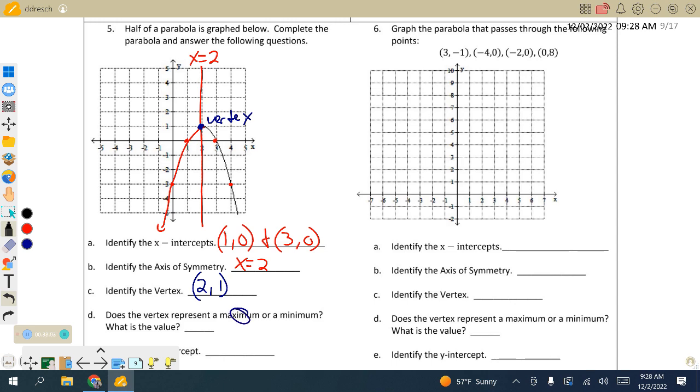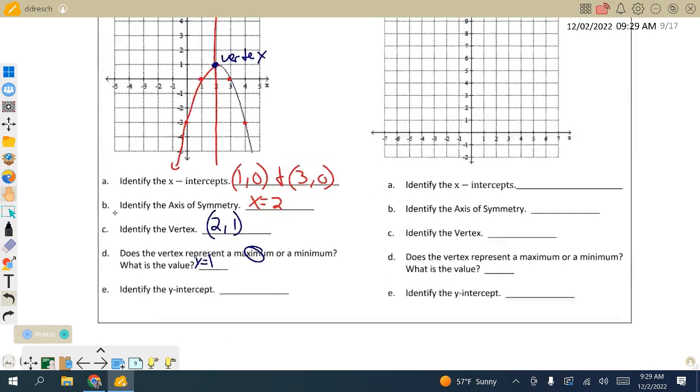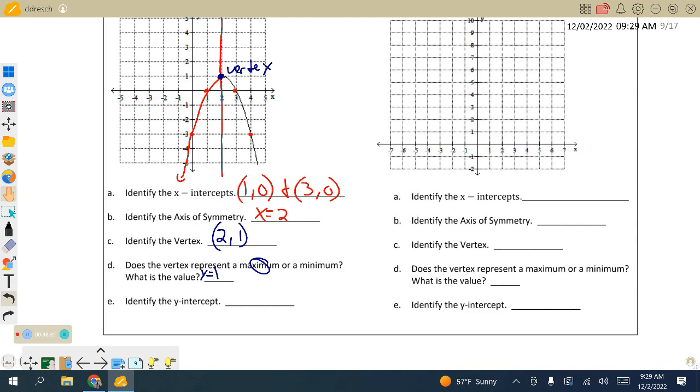Now the follow-up question always is, what's the value of that maximum? That is the highest y value on that graph, or the lowest y value on the graph. The highest y value is always the y-coordinate of the vertex. So we say y is 1. That is always my either highest y value or lowest y value on that graph. One more question: where is the y-intercept located? Right here is my y-intercept. And we say (0, what)? (0, -3).